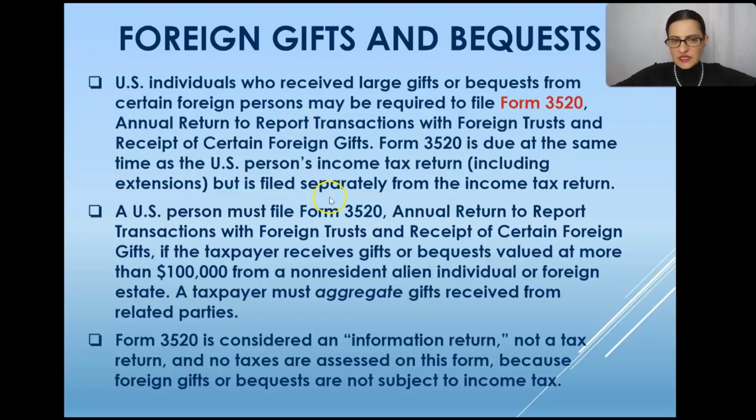A U.S. person must file Form 3520, Annual Return to Report Transactions with Foreign Trusts and Receipt of Certain Foreign Gifts, if the taxpayer receives gifts or bequests valued at more than $100,000 from a non-resident alien individual or a foreign estate. The taxpayer must aggregate gifts from related parties. And I'm going to give you an example of this.